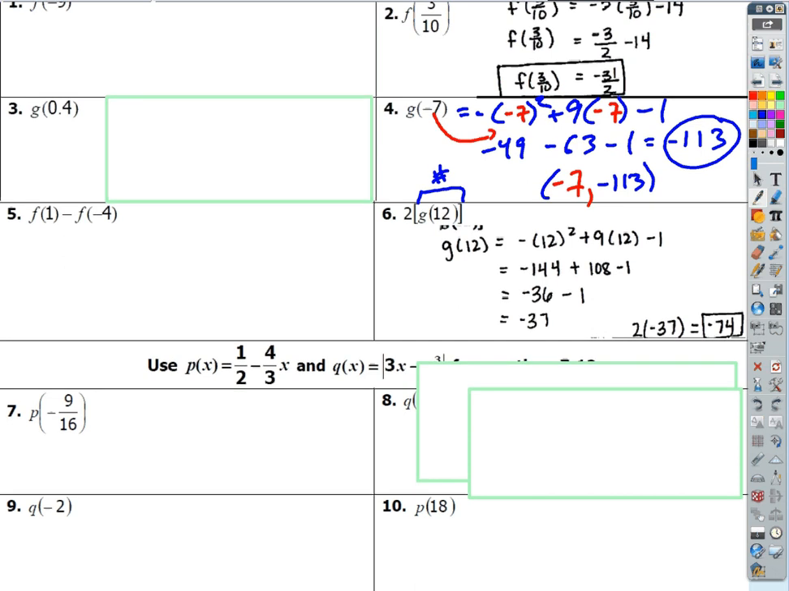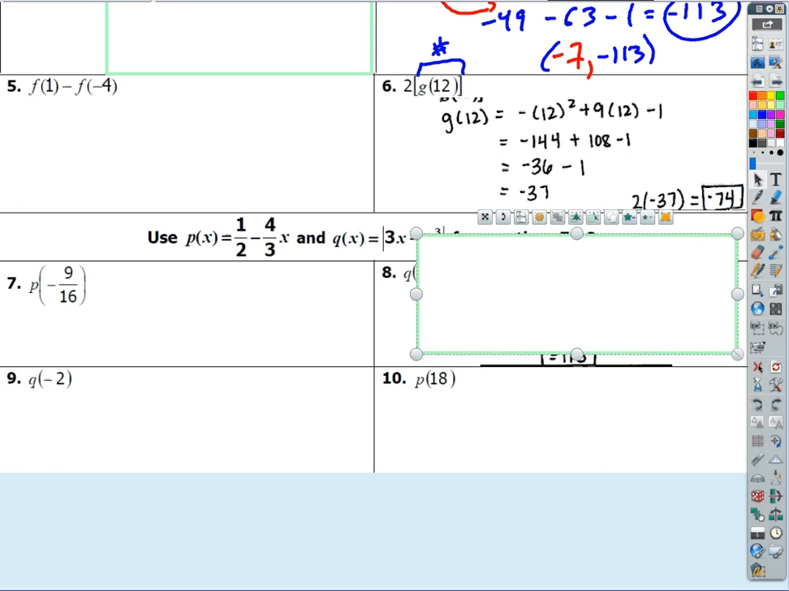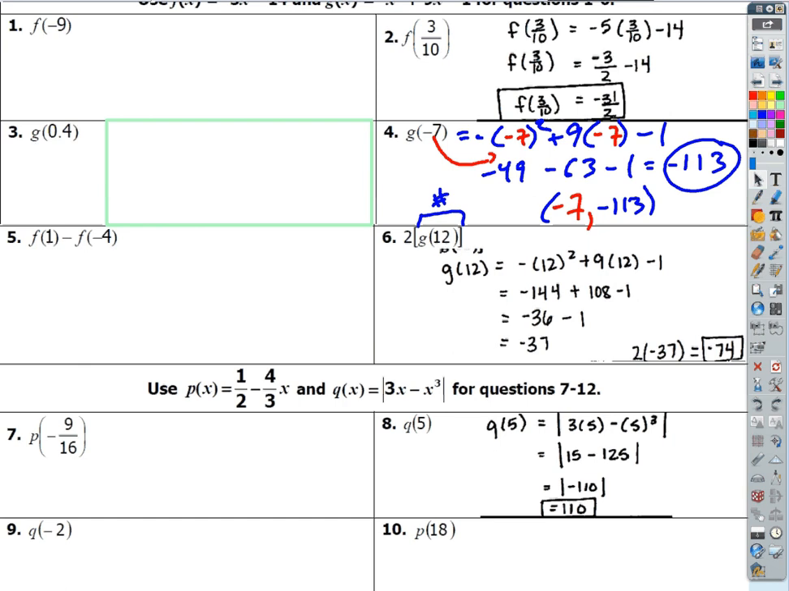If I do something like multiply 2 times g of 12, just remember, if I have f of negative 0.4 or g of 12, anytime I'm plugging a number into a function, I'm getting back an output number. So when we see g of 12, we're thinking, okay, I know that's going to be some number. When I put 12 into the function, I'm going to get back some number that I'm then just going to multiply by 2, right?